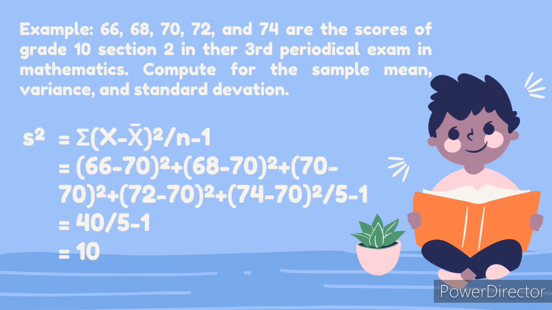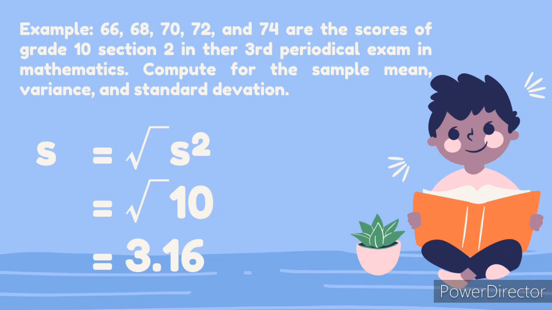For the variance, variance is equals to the summation of x less than the sample mean quantity square over n less than 1. 66 minus 70 quantity square plus 68 minus 70 quantity square plus 70 minus 70 quantity square plus 72 minus 70 quantity square plus 74 minus 70 quantity square all over 5 minus 1 is equals to 40 over 5 minus 1. So the variance is equals to 10.